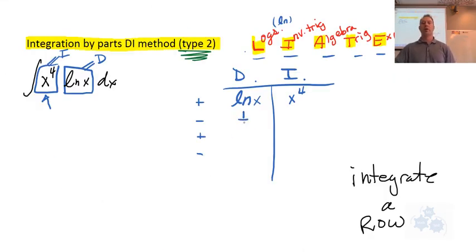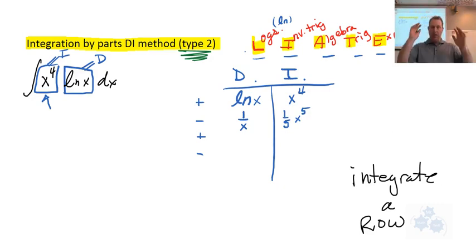So this is going to be 1 over x. Okay. Now what's the integral of x to the fourth? Very good. 1/5 x to the fifth. That's the integral. All right.